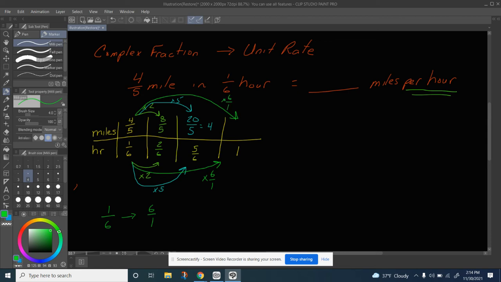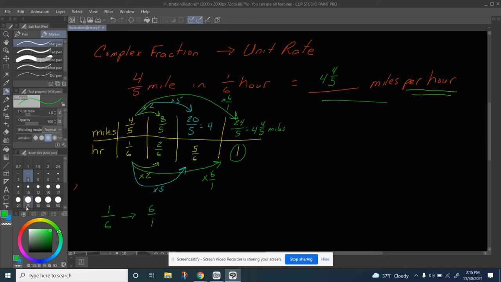So 4/5 times 6 is going to be 24/5, which would also be 4 and 4/5 miles. So we can calculate that this is going to be 4 and 4/5 miles per 1 hour. So this is why we can say 4 and 4/5 miles per hour, because it's 4 and 4/5 over 1 hour. Now, with that being said, there is a simpler way.